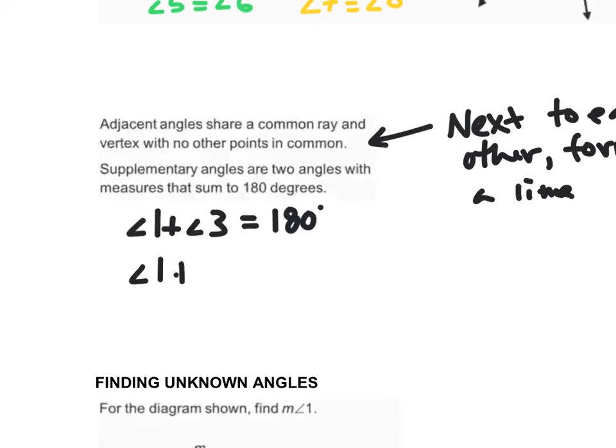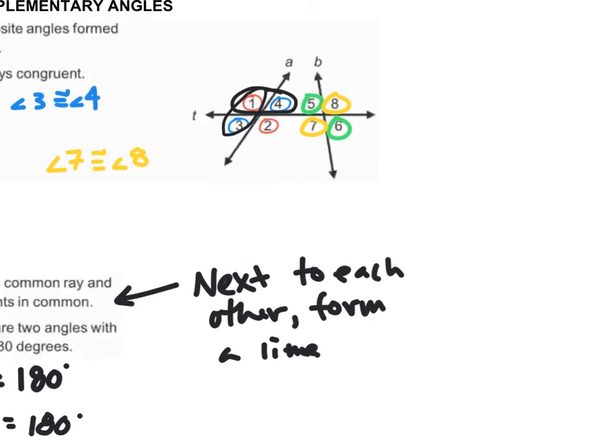So angle 1 plus angle 4 is equal to 180 degrees. Now for time purposes, I'm not going to go through all of these. But you could say 2 and 3 are supplementary, and that 4 and 2 are also supplementary. You can say 5 and 8, 8 and 6, 7, 6, and 5 and 7. All of those are supplementary. So you have 8 pairs of supplementary angles here that you can use.